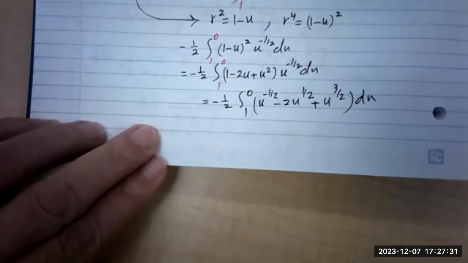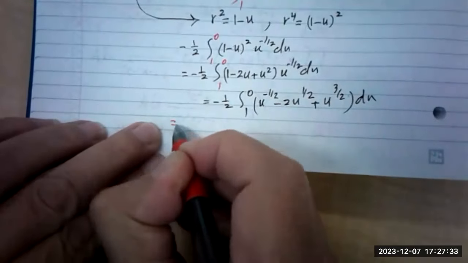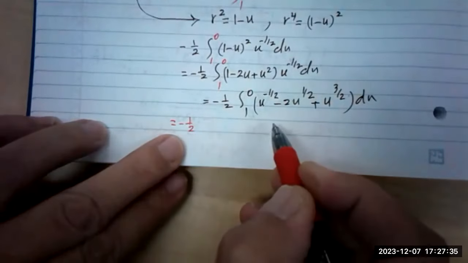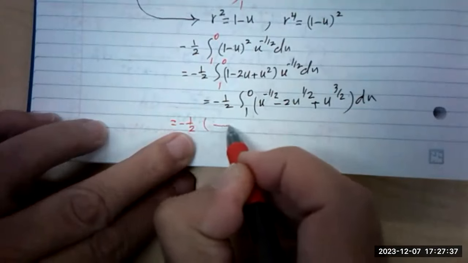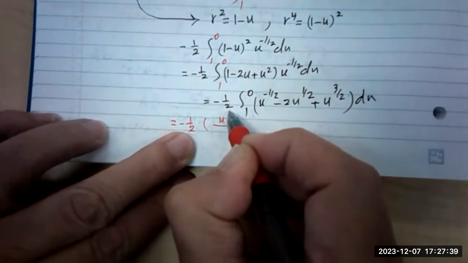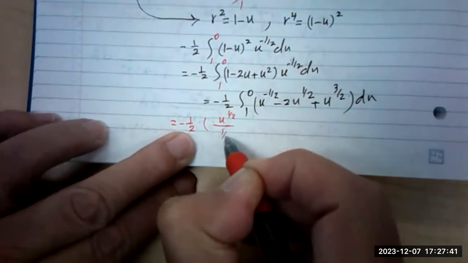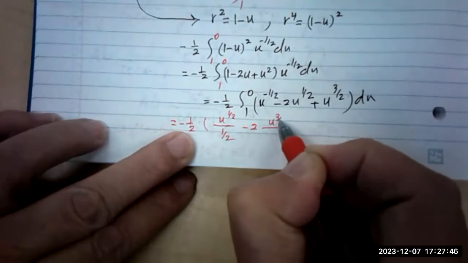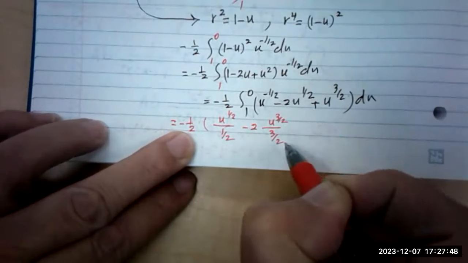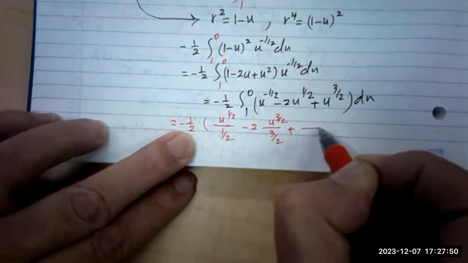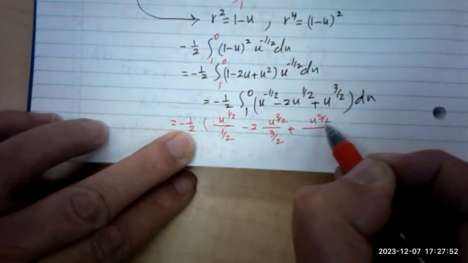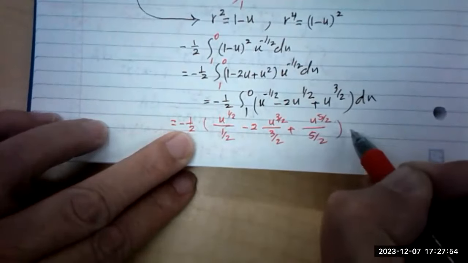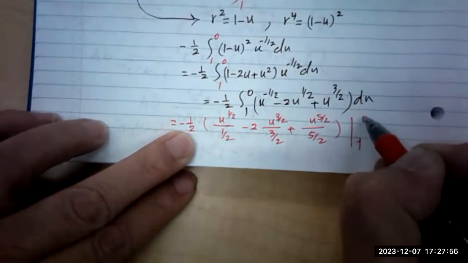Now we can integrate it and then substitute. It's going to be negative 1 half, there you are. u to the negative 1 half, u to the 1 half over 1 half, minus 2, u to the 3 halves over 3 halves, plus u to the 5 halves over 5 halves. When you're done, you have to evaluate it from 1 to 0.